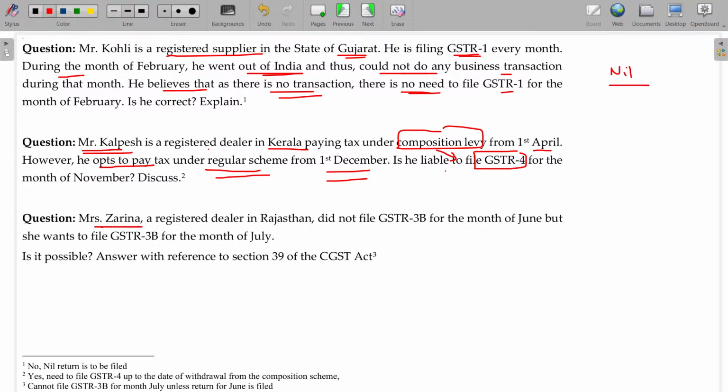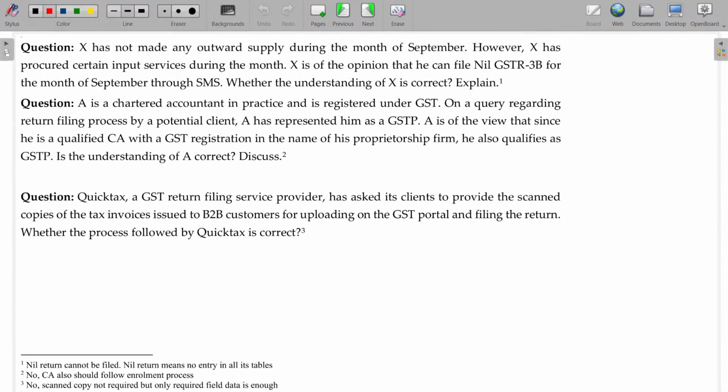Mrs. Jarina, a registered dealer in Rajasthan, did not file GSTR 3B for the month of June, but she wants to file GSTR 3B for the month of July. No. Unless he completes the filing of returns for the prior period, he cannot file for the immediately following period.